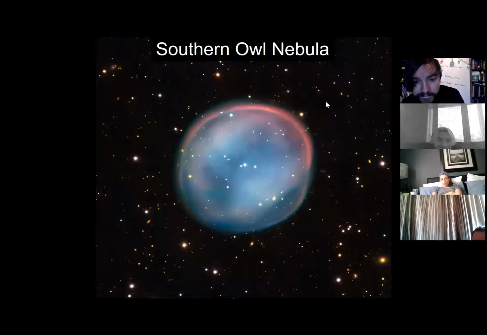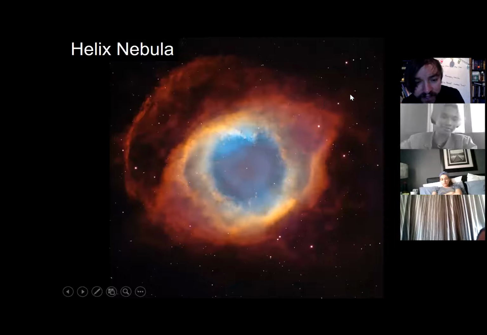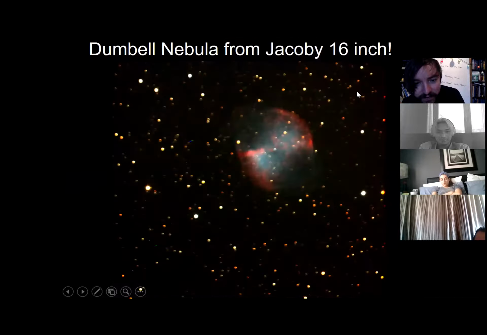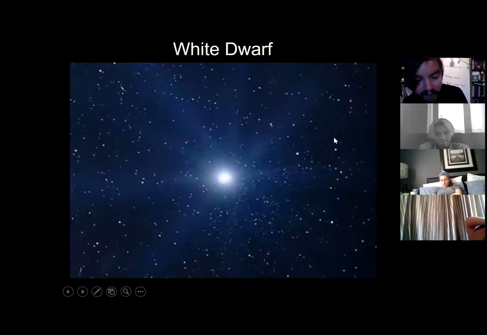Look at this one. This is the Helix Nebula. This is a beautiful photograph. By the way, this is one that I took with some students a couple of years ago. The Dumbbell Nebula, as seen from Jacobi's 16-inch. We actually took this image. The higher resolution ones look like this. Our picture, we only had time to take about 20 or 30 exposures and stack them, but I was proud of it.